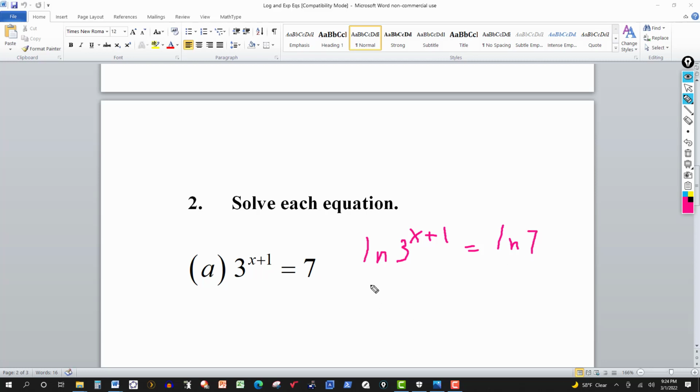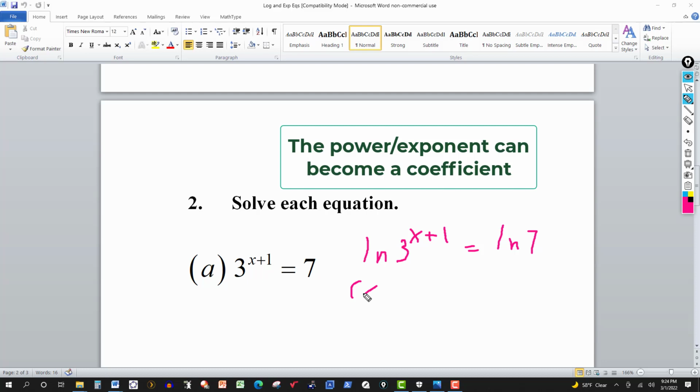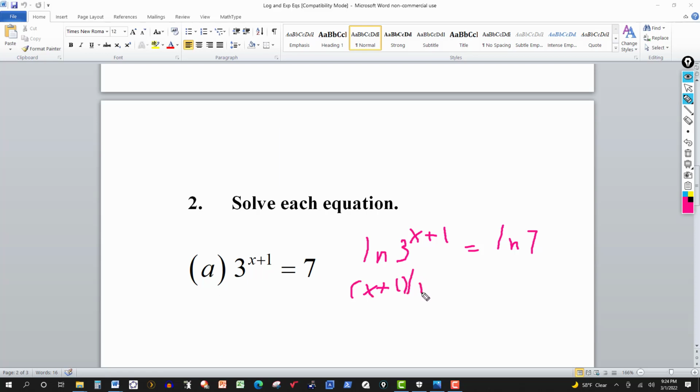And then we use properties of logs. The property of logs tells me that if I have the natural log, or any log, of some number with some base to a power, the power can become an exponent. So that means I can bring this out in front. Put parentheses there, otherwise you're going to mess it up. (x plus 1) ln of 3 is equal to ln, natural log of 7.